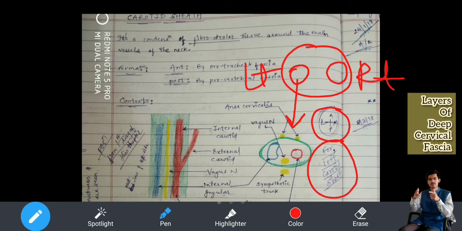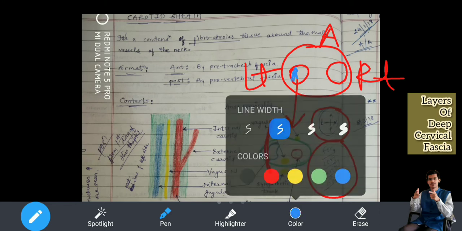This is anterior. Now on the outside, that is on the lateral aspect, you have the jugular vein. Can you see this? This here will be the jugular vein. And on the inside, that is on the medial aspect, you will have the artery.